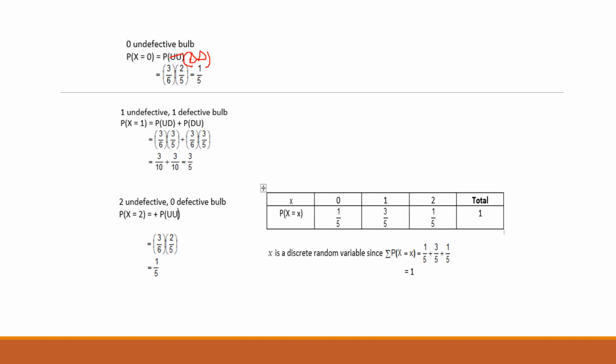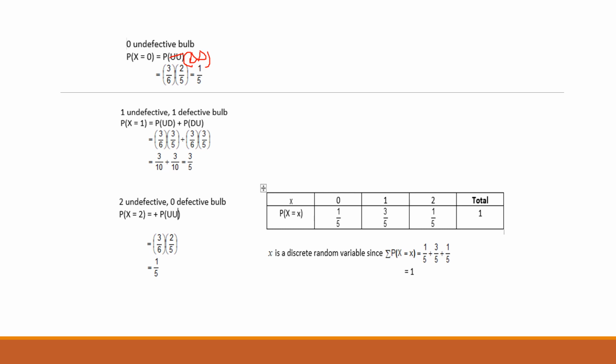To find the probability X equals 0, which means both are defective, you multiply 3 over 6 and 2 over 5, which is equal to 1 over 5. To find probability X equals 1, there are 2 outcomes, UD and DU, and you multiply all these probabilities and you should get 3 over 5. To get probability 2 undefective, you multiply these 2 probabilities, you should get 1 over 5.